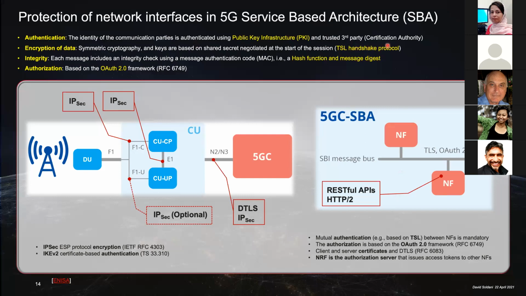Then the key is exchanged once the encryption is enabled, so you have a shared symmetric key. For integrity, you usually have a hash function with a message digest, the same approach as we have for 5G. And last, the authorization uses the OAuth 2.0 framework, token based.